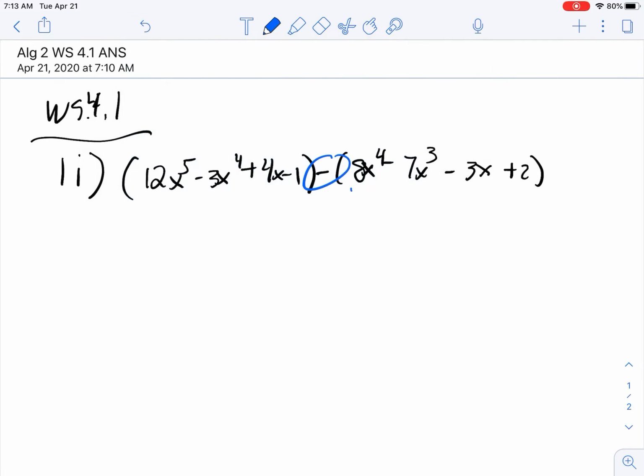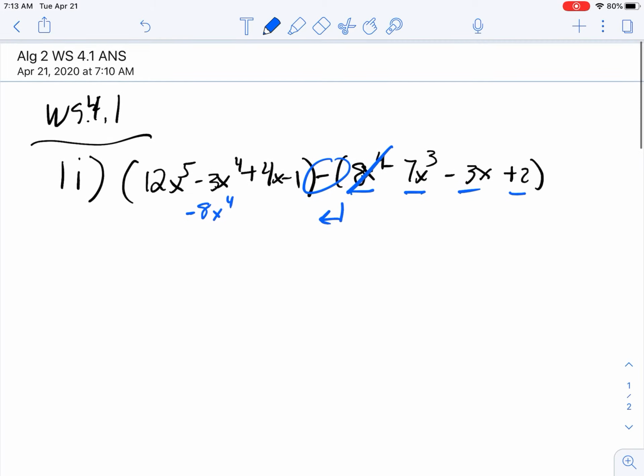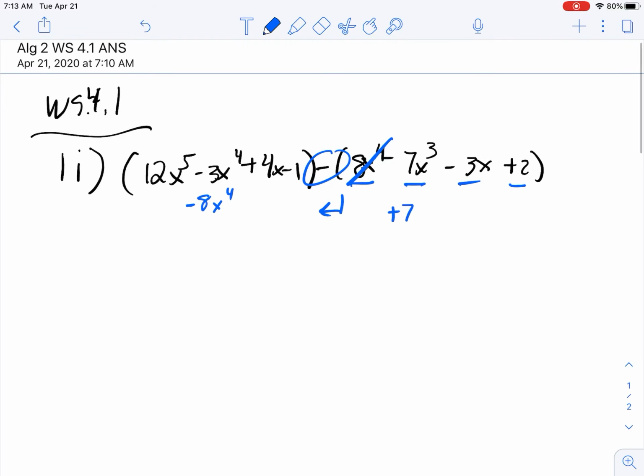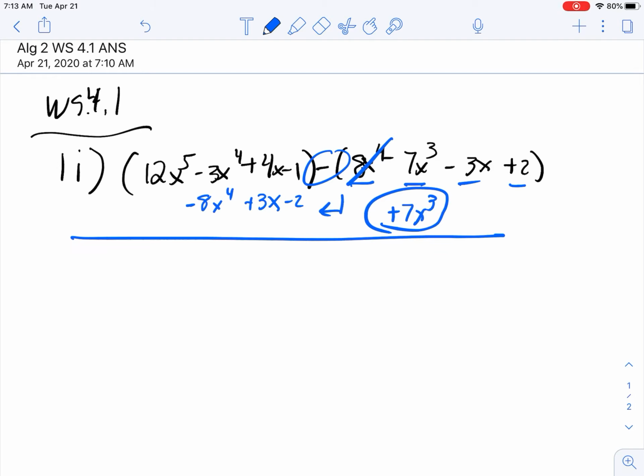Because you got a minus there, that means you got to change all the signs here, and as you do it, put them underneath each other. So you have negative 8x to the fourth. So you got that one done. Well, I'm going to have to put, that's just going to be plus 7x cubed. There's no cube over on this side. Plus 3x, and then minus 2. Okay, so don't forget that value.